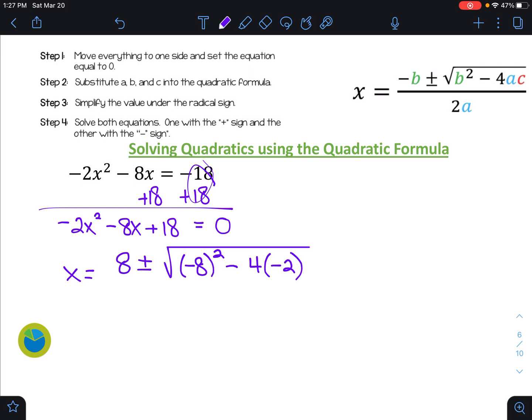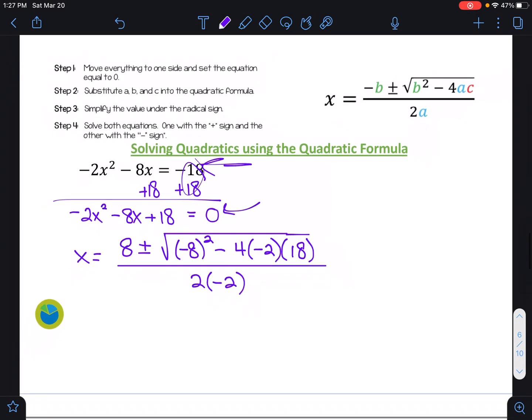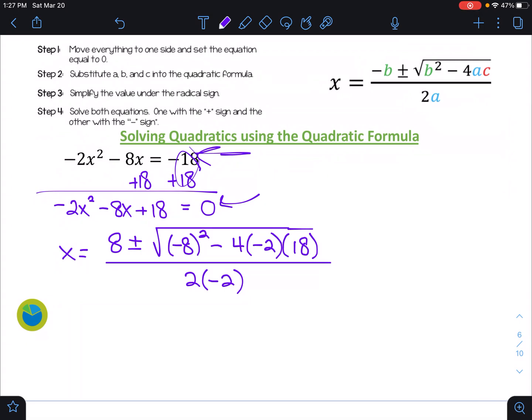Again, make sure that's done properly or your answer will be wrong. Minus 4 times a times c. So remember, you're looking here to find your a, b, and c. Don't accidentally look up here. Okay. All right, and over 2 times a. Okay. So now I'm going to type in the stuff underneath the square root symbol and see what I get. You can even start writing this out if you want.